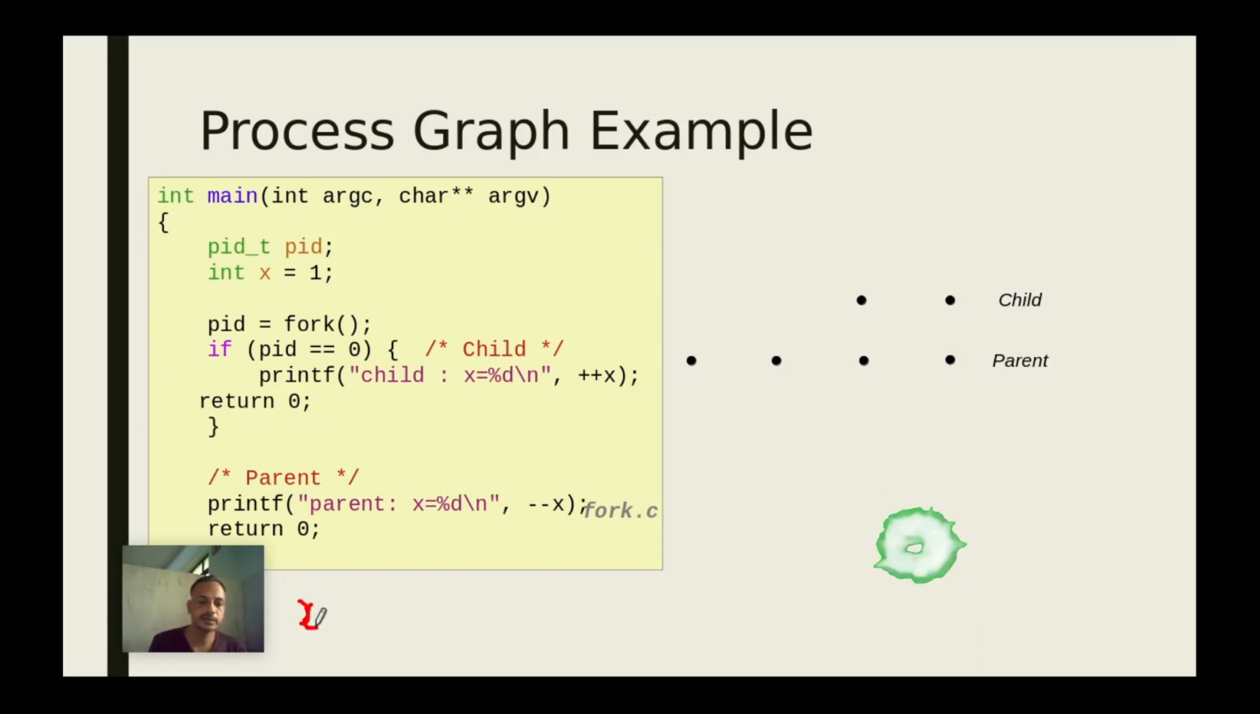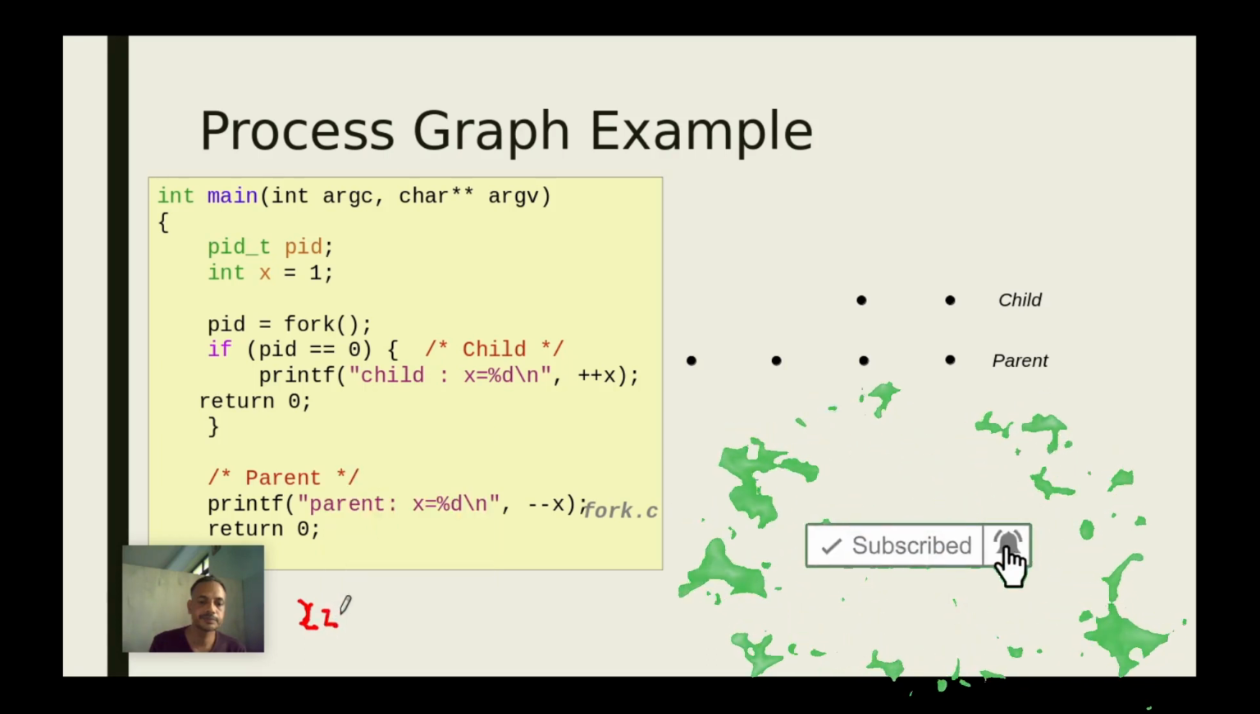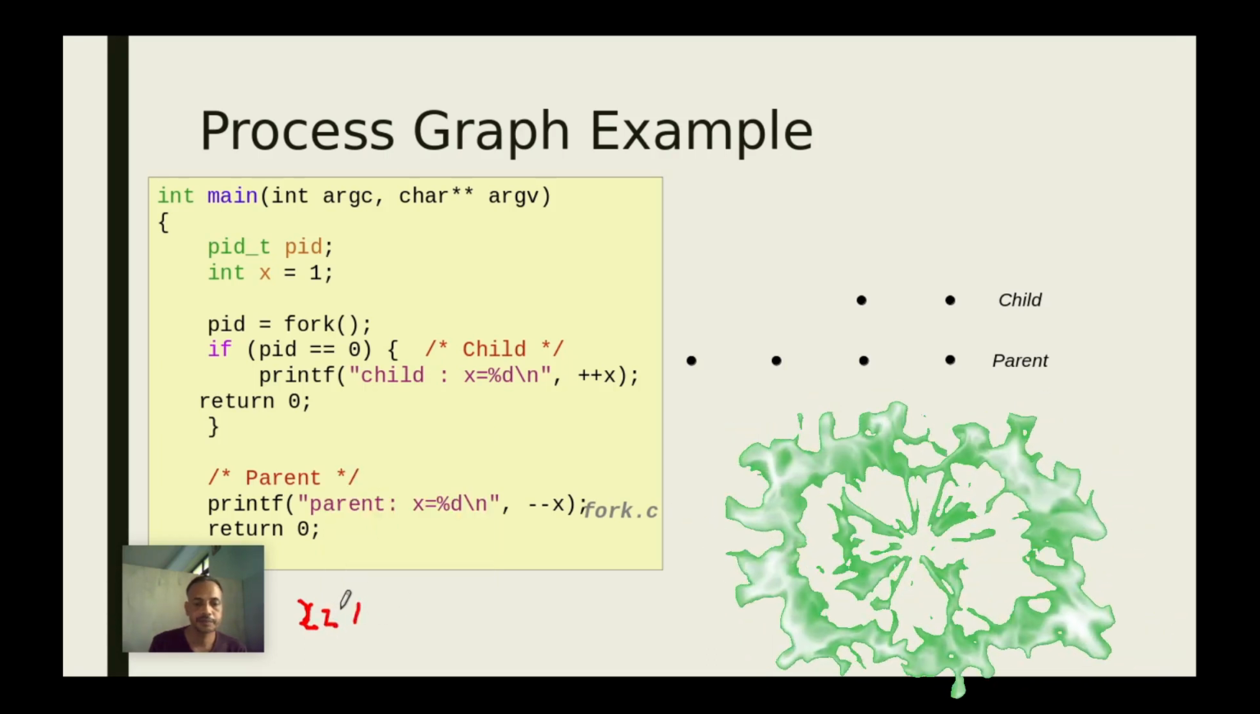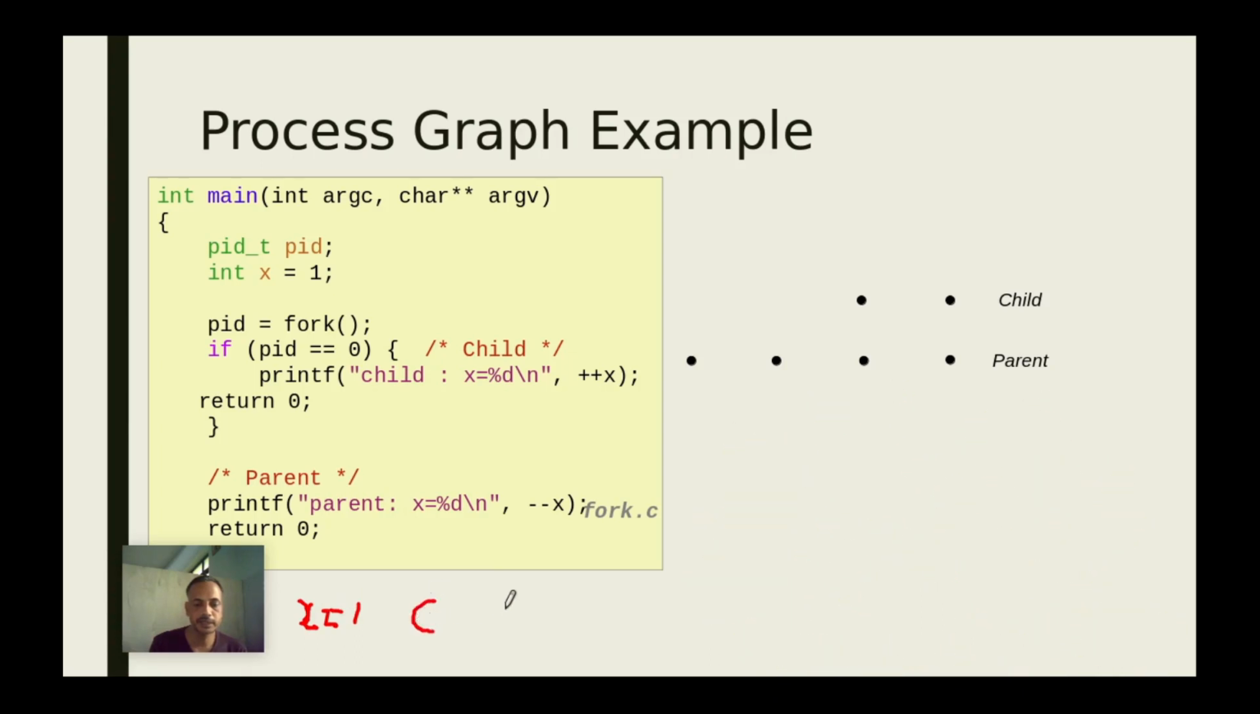So initial value of x is equal to 1. Then child will print a value of x and parent will also print a value of x. Let us assume that child is executing first. So if child is executing first, it will increment the value of x and will print it as 2.